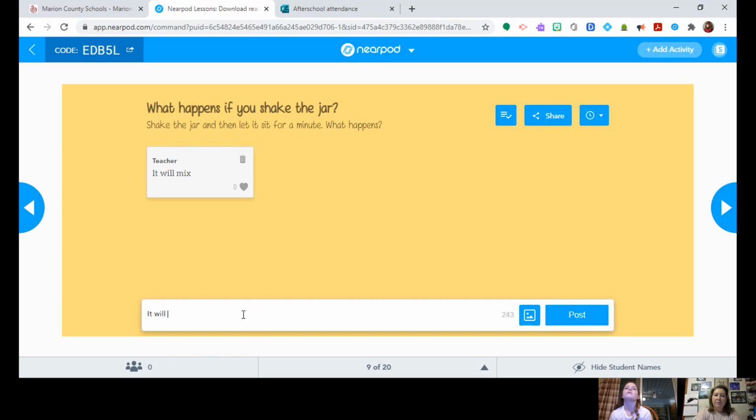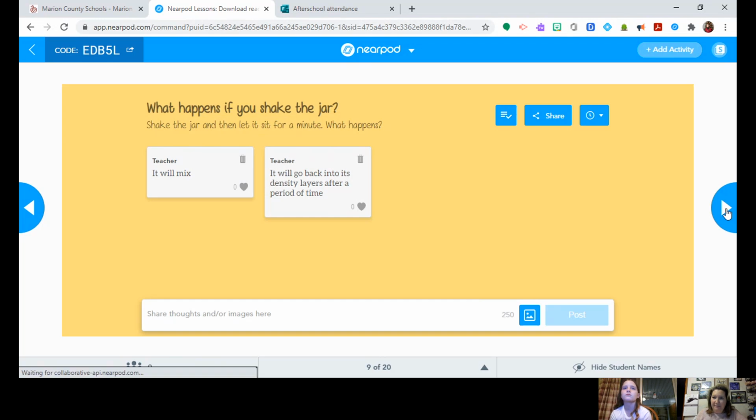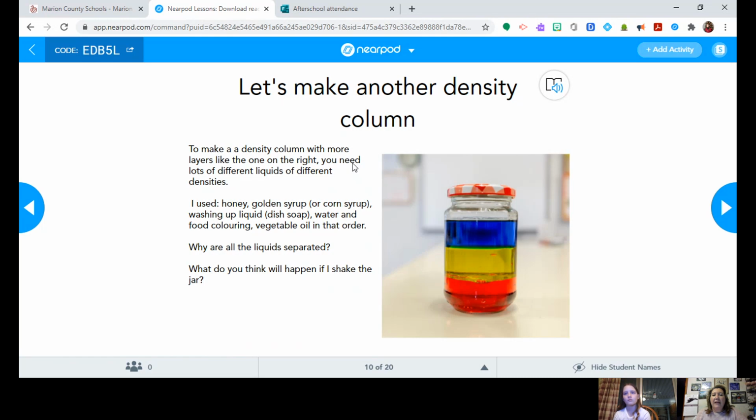So it will go back into its density layers after a period of time. That would be a nice thing for you to test out and see if it really works, if we shake it up. But I didn't put mine in a bottle, so I can't shake mine up because I have it in my cup. All right, so here's an example of a density column.